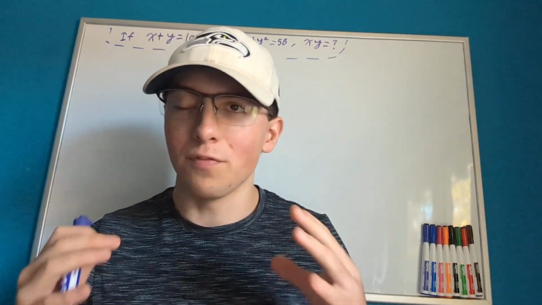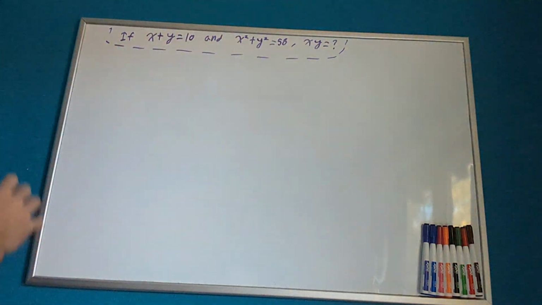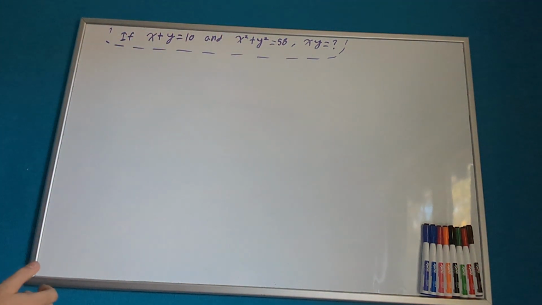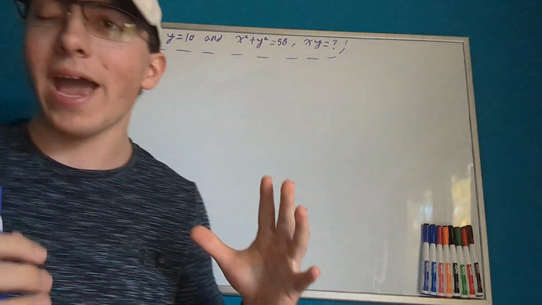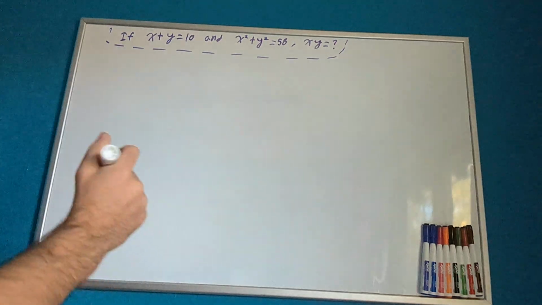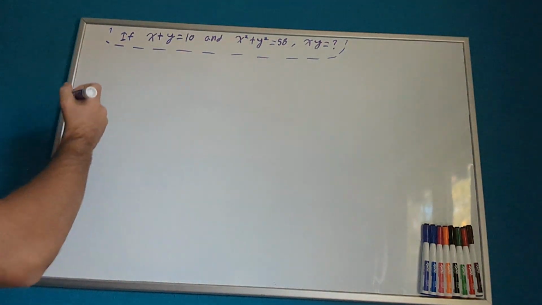Today I've found a fun problem for us to go through. If x plus y equals 10 and x squared plus y squared equals 58, what is the value of x times y? Okay, so let's try to figure this out.